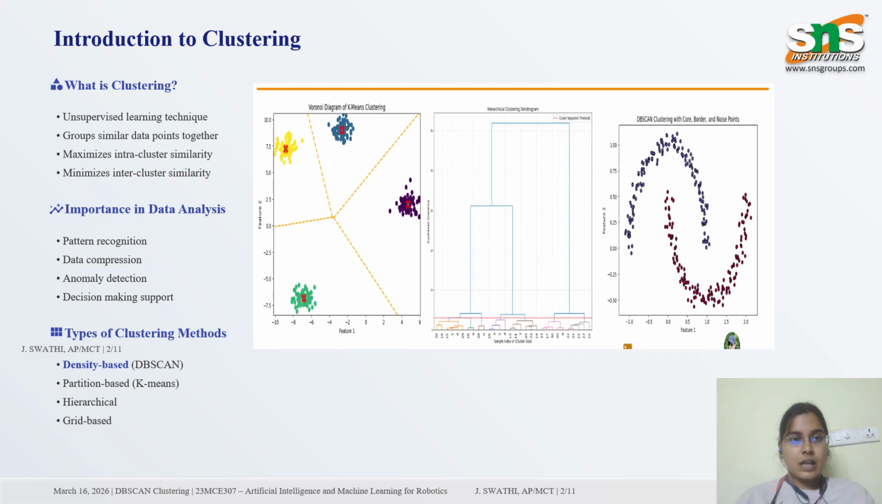It comes under the unsupervised learning techniques, that is grouping of similar data points depending upon their characteristics, features, etc. It has maximum intra-cluster similarity and minimizes the inter-cluster similarity. Clustering is important in data analysis, whatever the field may be. We can use this clustering technique for pattern recognition, data compression, anomaly detection, decision making support. Types include density-based DBSCAN, hierarchical based, partitioning based, etc.